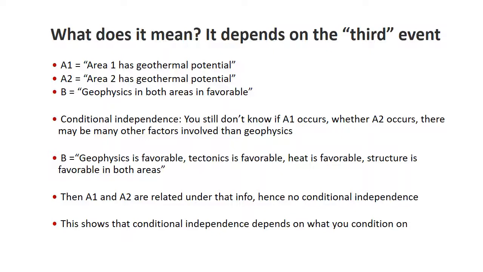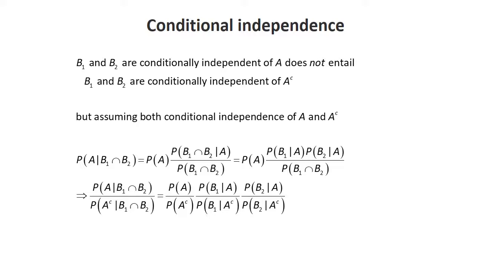So again, what's really important is not to have sweeping statements about conditional independence, but to look very carefully at what it is that you're conditioning on. Potentially you can also have some physical reasoning that has to do with that, in particular whether the information is very informative or not very informative. As a consequence, even if B1 and B2 are conditionally independent under A, that doesn't mean that B1 and B2 are conditionally independent under the complement of A.